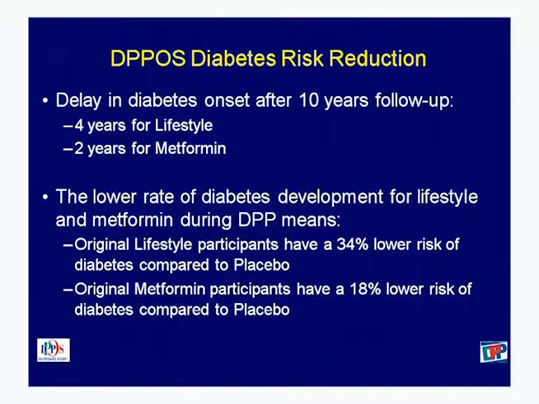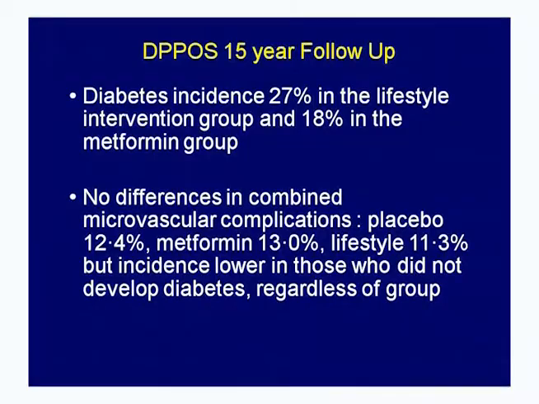So even though there is a sort of collection, they never do come back to exactly the same thing, but they do get closer. And when they look at certain things, they're not really beginning to see treatment differences in some of the complications from diabetes that you would expect. So at 15 years, 27% of those who were in the lifestyle group had developed diabetes. 18% of those who were given metformin had developed diabetes.